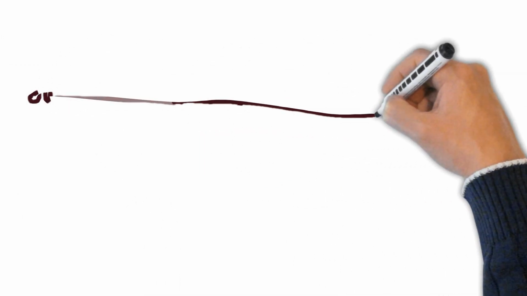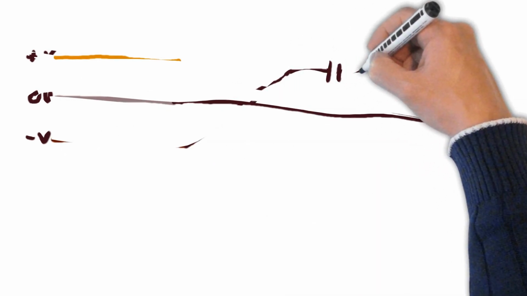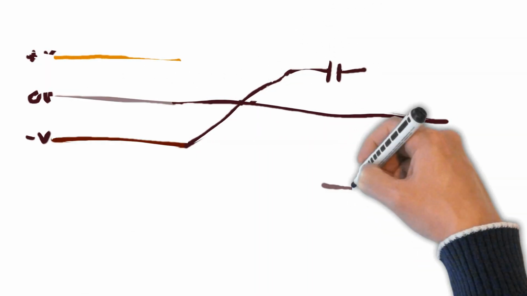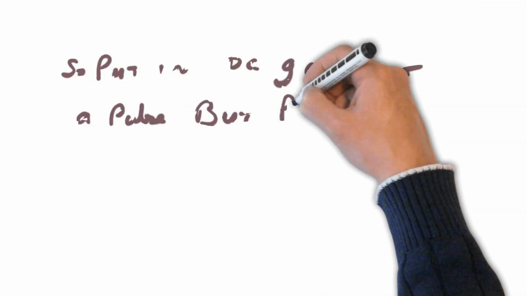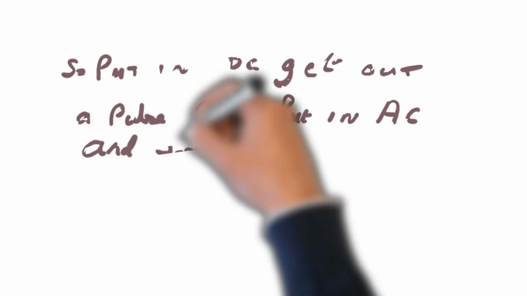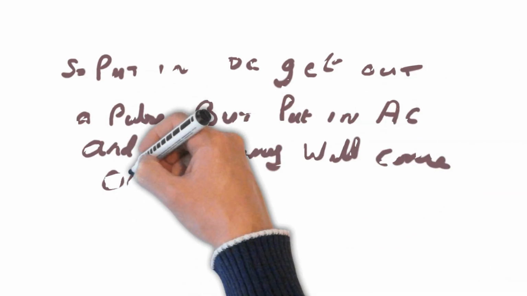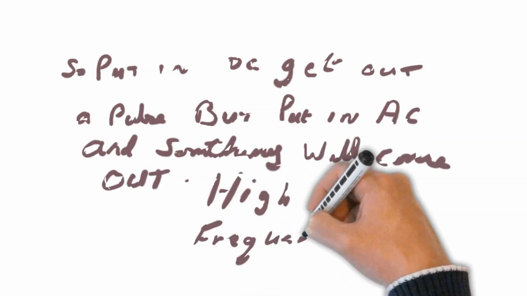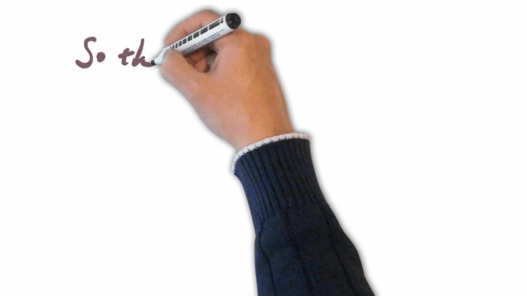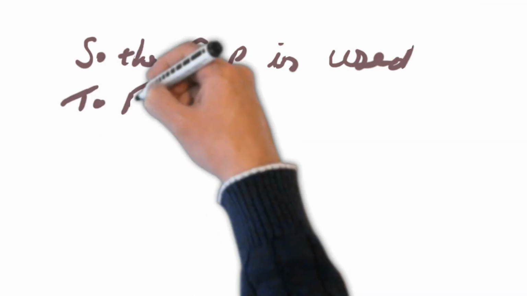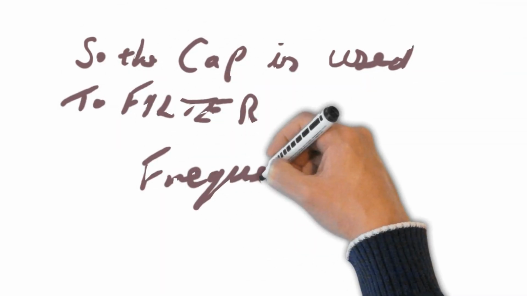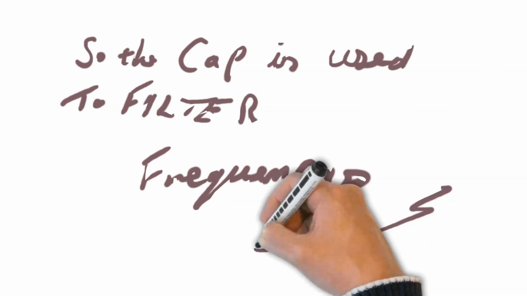But then you look at it and think, if you connect that one there, you get a pulse. So hang on, let's see if we can follow that again. So if you put a positive on, you get a positive pulse, and if you put negative on, you get a negative pulse. Okay, right, so put it in DC and get a pulse out, but put in AC and something will come out of the other end. It's the high frequencies. So the capacitor is used to filter out the frequencies. Magical.